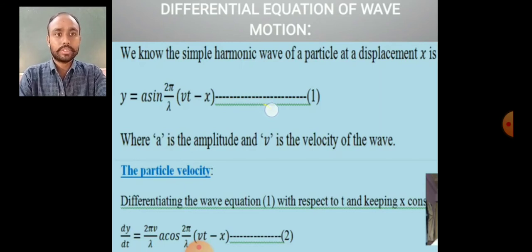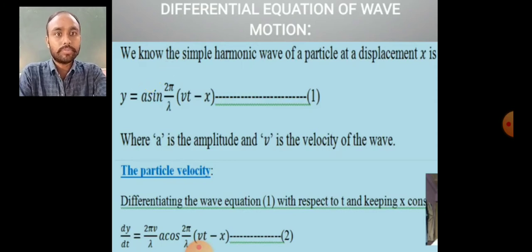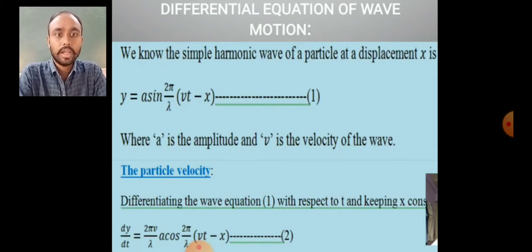So if I differentiate this equation with respect to time, the left hand side will be dy by dt. Differentiate means we take the derivative with respect to time. On the right hand side, a is a constant. Even though x is constant, the t factor is present, so we have to differentiate the whole sine term. The derivative of sine theta is cos theta, as we know, so that will appear here, with theta as it is.